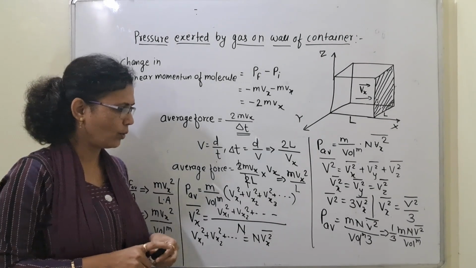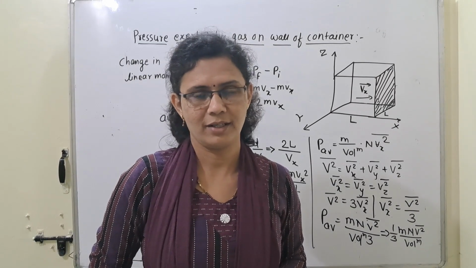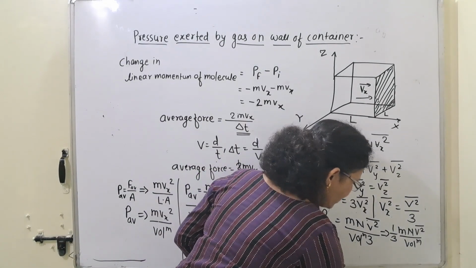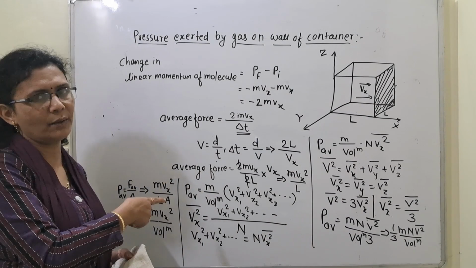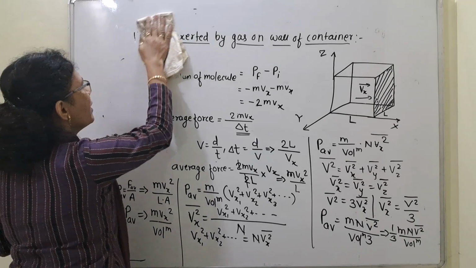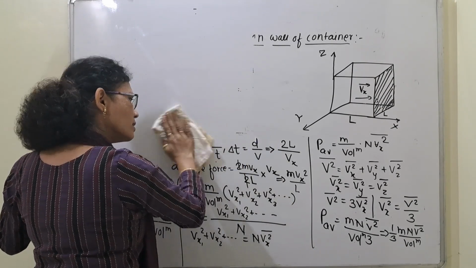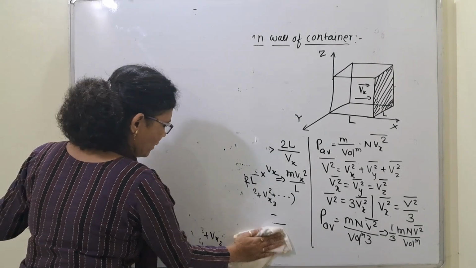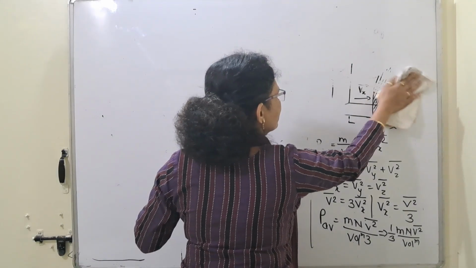Okay, now the next derivation we are going to do is Mayer's relation, that is Cp minus Cv is equal to R. This derivation can be asked for 3 marks. Now, next derivation, that is Mayer's relation, Cp minus Cv is equal to R. This relation also can be asked for 3 marks. Okay, let us do that derivation.